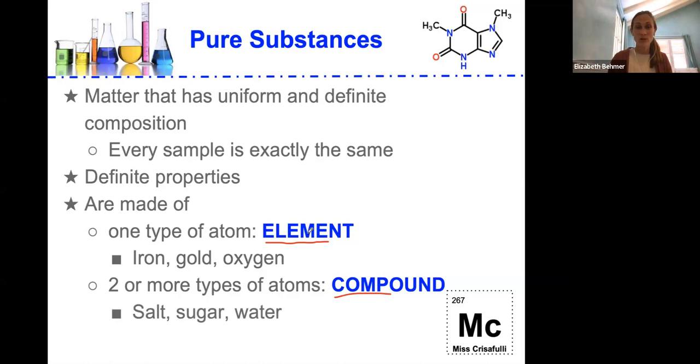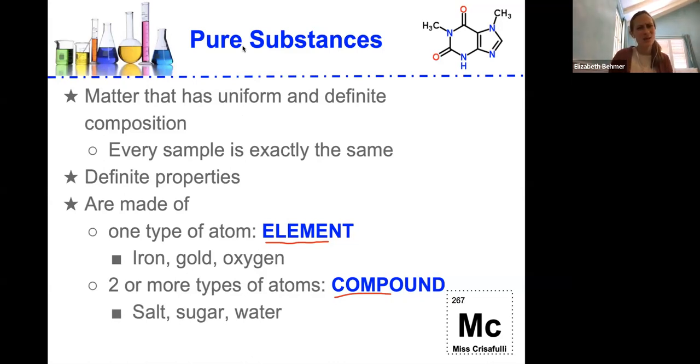So salt is sodium chloride, NaCl. Sugar can be glucose or fructose, lots of different atoms combined, like carbon, hydrogen, and oxygen in ratios that come together to form glucose. And then water is H2O.